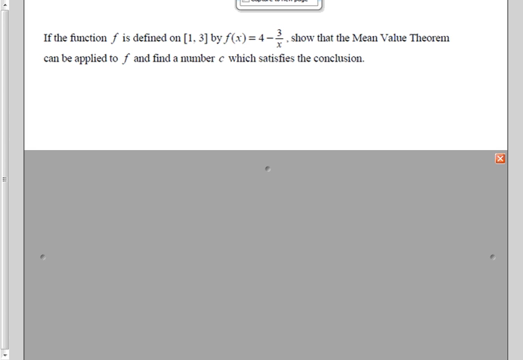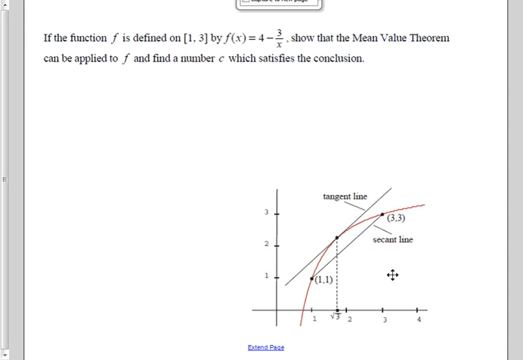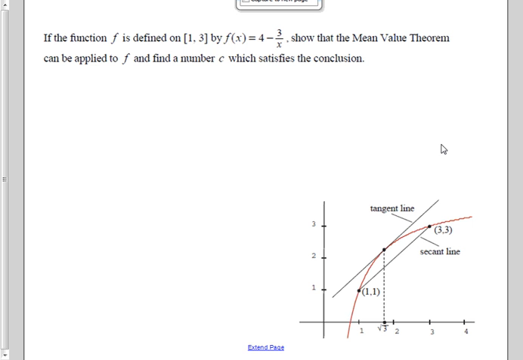So let's use that mean value theorem. It says if a function is defined on the interval 1 to 3 by this function, show that the mean value theorem can be applied to f and find a number c which satisfies the conclusion. Well, here's a graph of what's going on. The red line is 4 minus 3 over x.